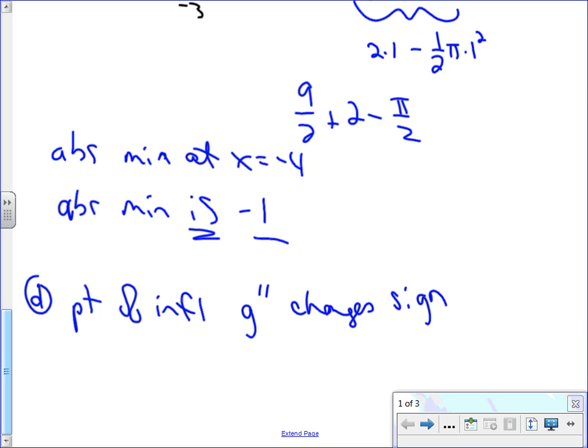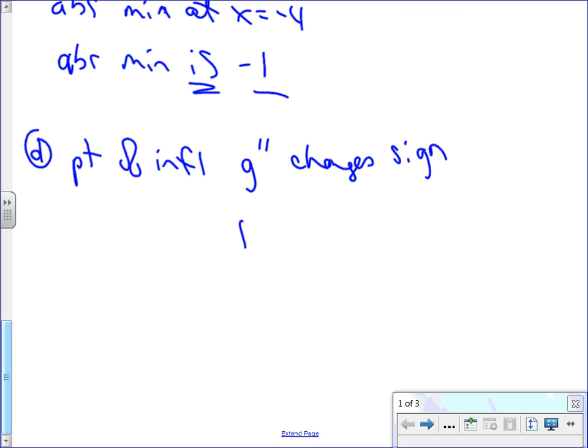So I call not this thing here. All right, G double prime changes sign. Okay, so G double prime is the same thing as F prime. Yes? G double prime is the same as F prime. You don't have to write all these down. You have to write one down and know what to look for. And F prime is the same thing as the slope of F.